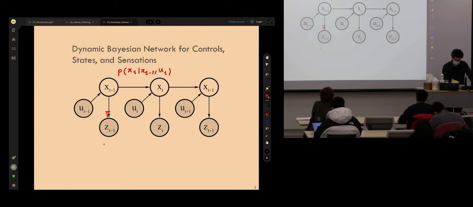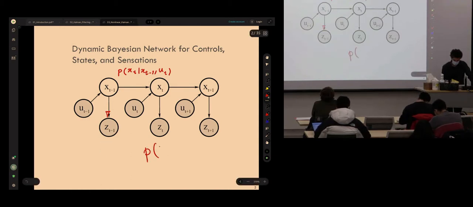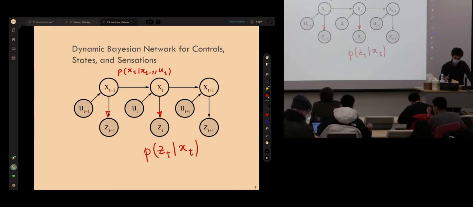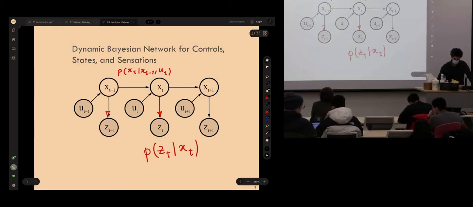For the measurement, I should write it here, we have a likelihood model that uses the Markov property shown in this graphical model, because when you condition a variable on the parent node or all the nodes that are pointing to that node, it becomes independent of all other nodes. That's the same thing as the Markov assumption. So that's the likelihood and sensor model.